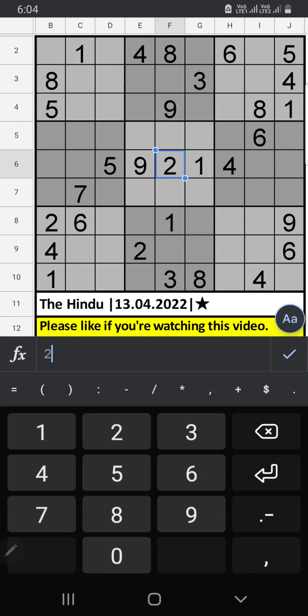Welcome to SkVm Sudoku. I'm going to solve the Hindu newspaper Sudoku puzzle on April 13, 2022. One star Sudoku.